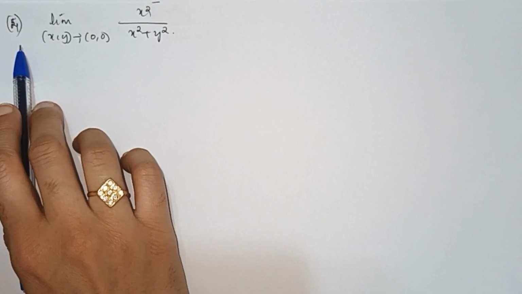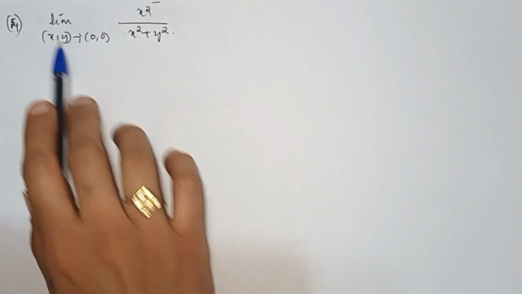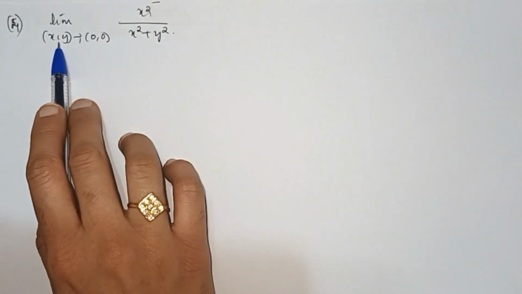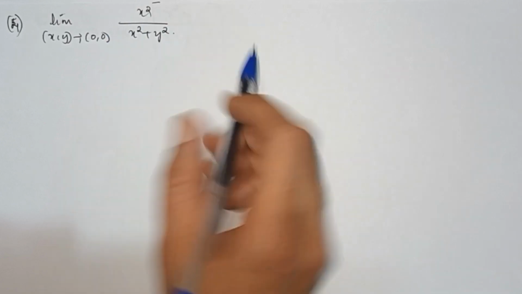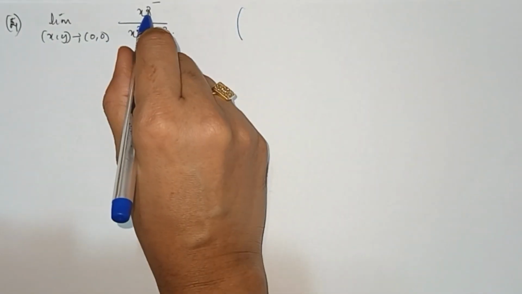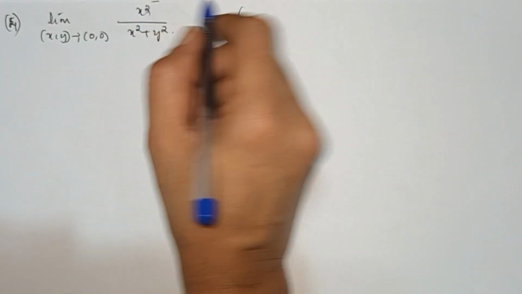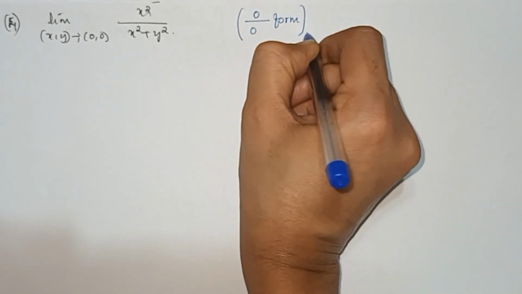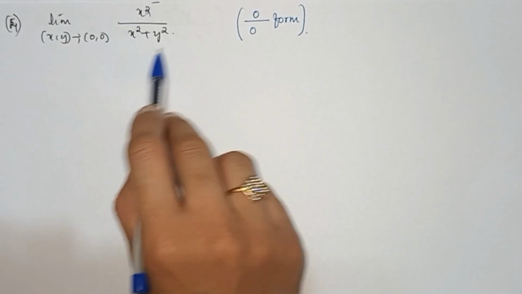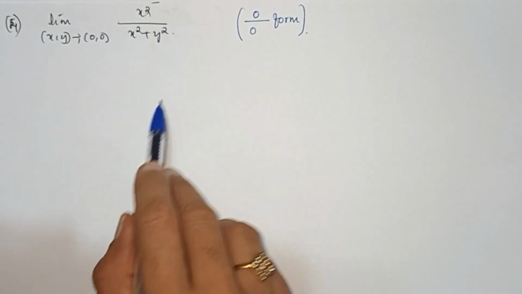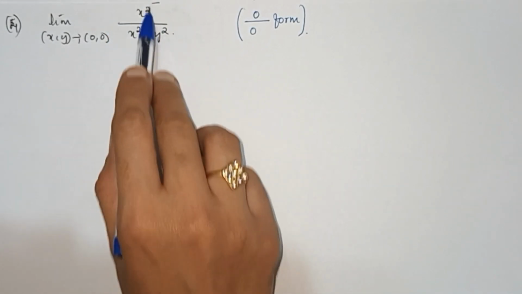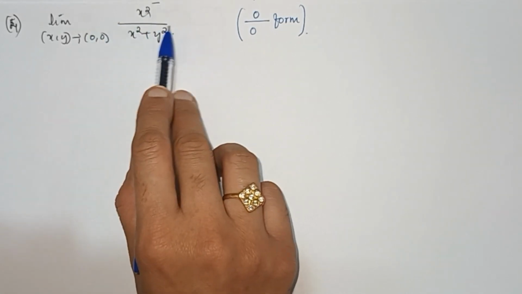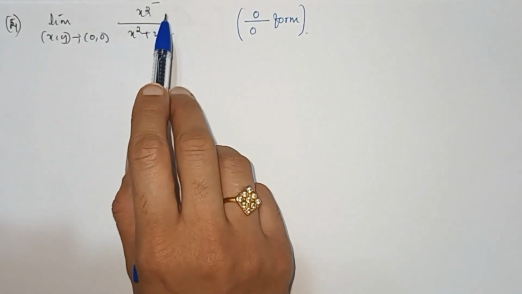Now see here the fourth problem. This is the given function. Here (x, y) is tending towards (0, 0). When you apply the limit directly, that is direct substitution, it gives you 0 by 0 form, which is an indeterminate form. Now when you look at this function, it can't be reduced to some other form, as there is just x square in the numerator and x square plus y square in the denominator.